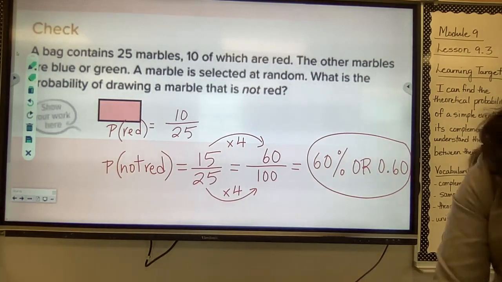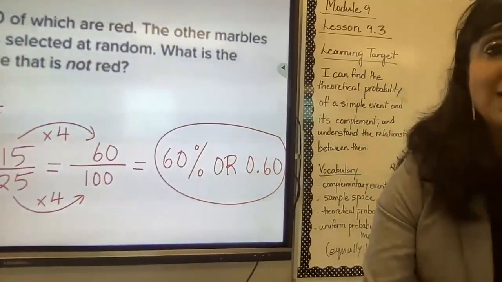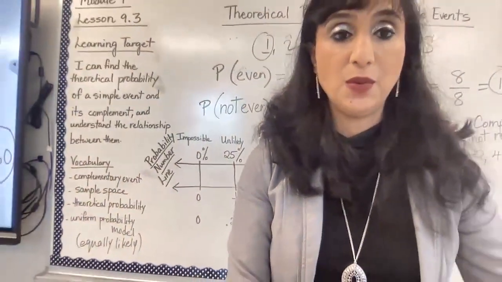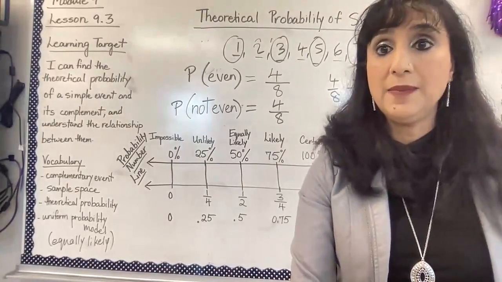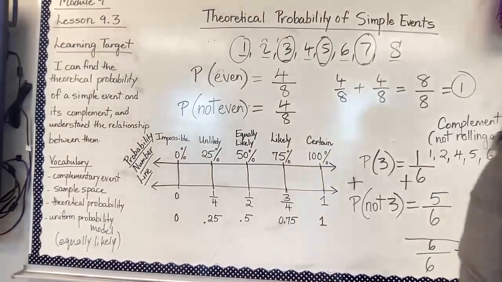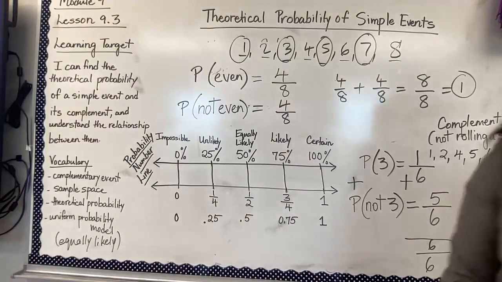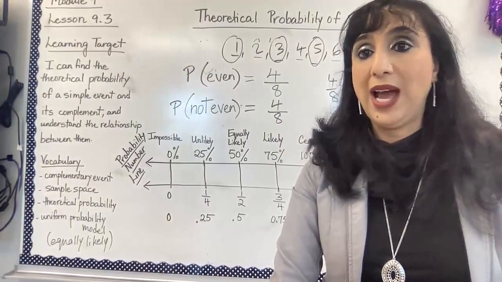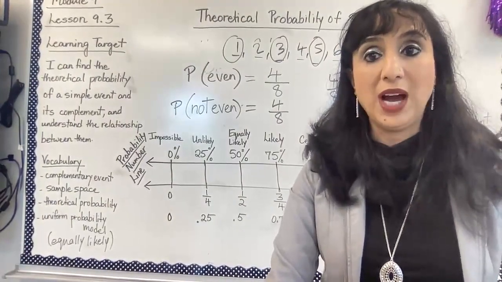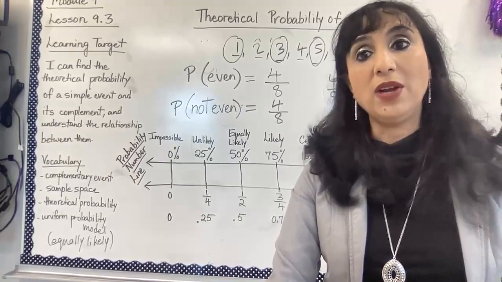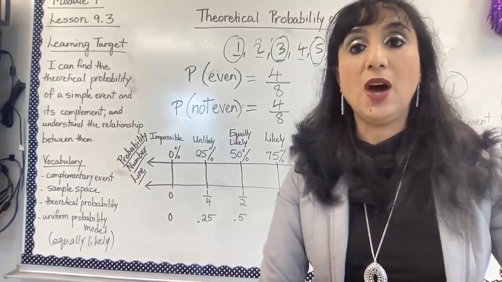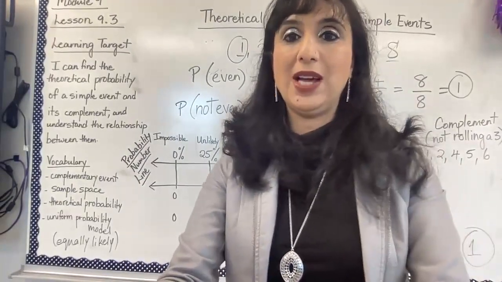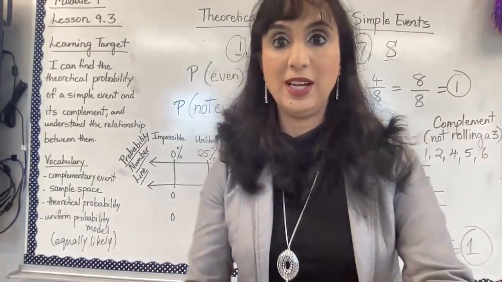Okay, so basically that's what this lesson is all about. Please remember the difference between theoretical probability and relative frequency. There's a big difference between what actually happens and what we are expecting to happen. The complementary events are definitely the opposite of what we want to happen. And so that's what this lesson is all about: theoretical probability of simple events.